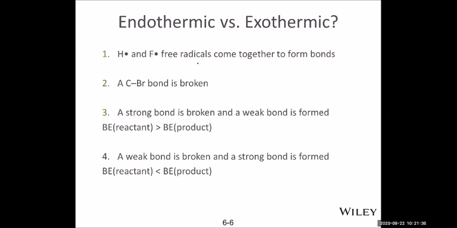So once they come together, these two electrons will join together, shared between the two. Once you form a bond, it is much more stable. The product is more stable than the reactant, so that's a typical exothermic reaction.